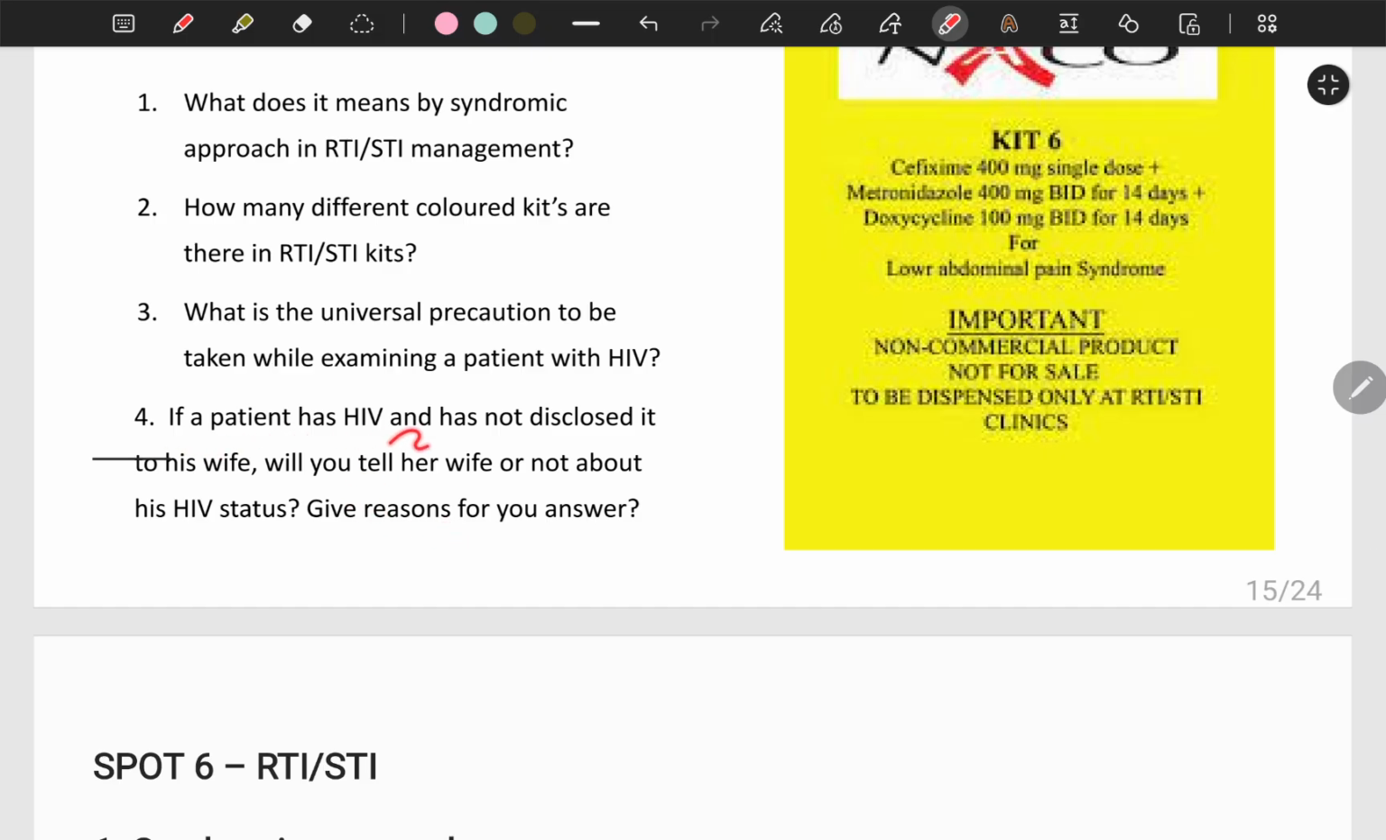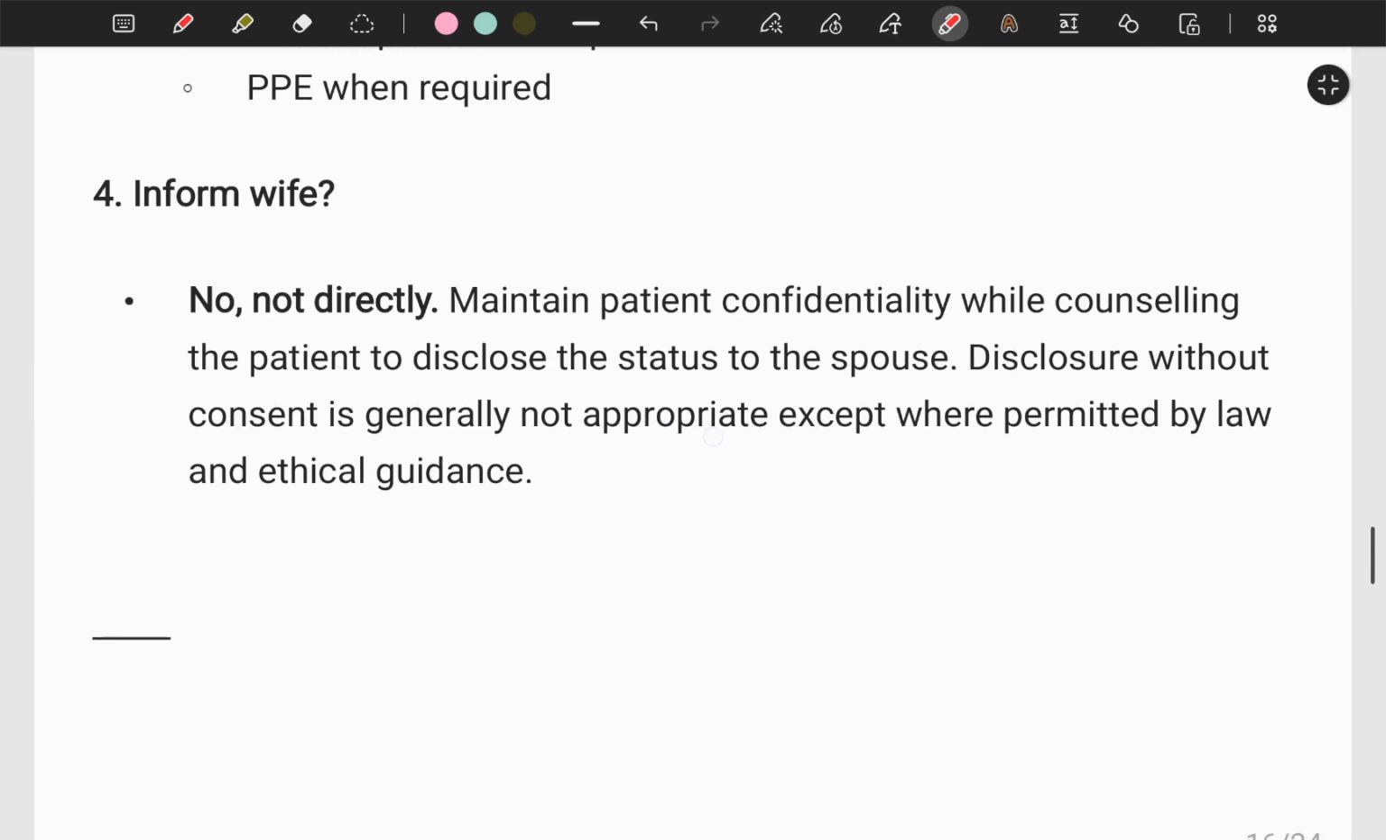4th is about if a patient has HIV and has not disclosed it to his wife. Will you tell the wife or not about his HIV status? Give reasons. So no, we are not going to tell directly. We have to maintain patient confidentiality.